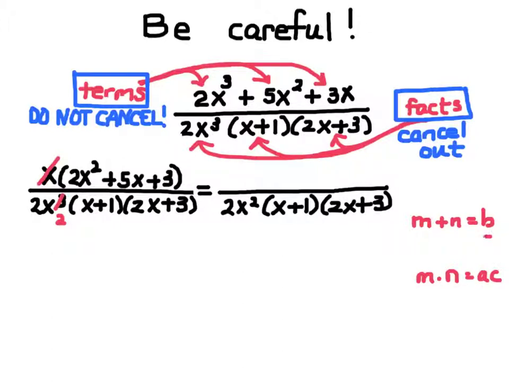b is 5, so we want to add two numbers and get a 5. I'll put a line. These are the lines. We're going to put the numbers above the line. We're going to multiply two numbers and get an a times c, which is 2 times 3, which is 6. And I hope you can see that if we add a 2 plus a 3, we get 5. And if we multiply 2 times 3, we're going to get 6.